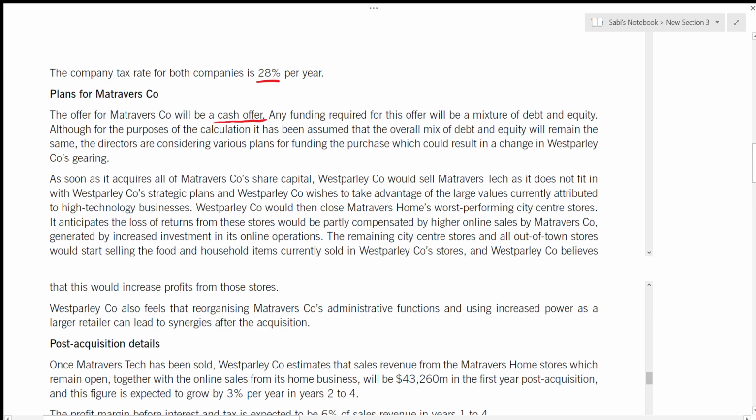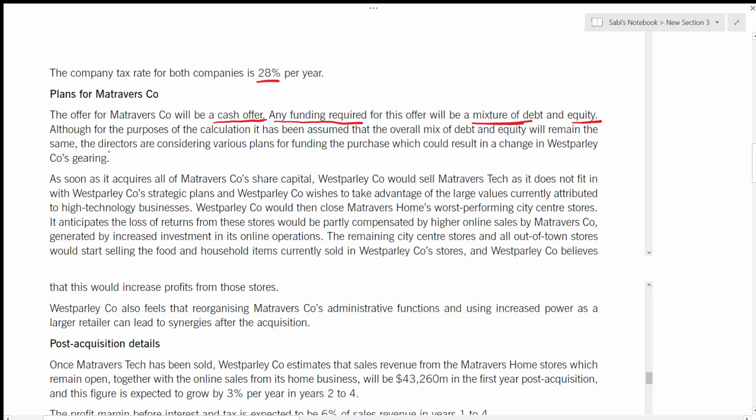Any funding required for this offer will be a mixture of debt and equity, right? Any funding required will be a mixture of debt and equity. Although for the purpose of calculation, it has been assumed that the overall mix of debt and equity will remain the same. Remain the same means even the post-acquisition debt and equity and Westphal debt and equity is same for the calculation, right?